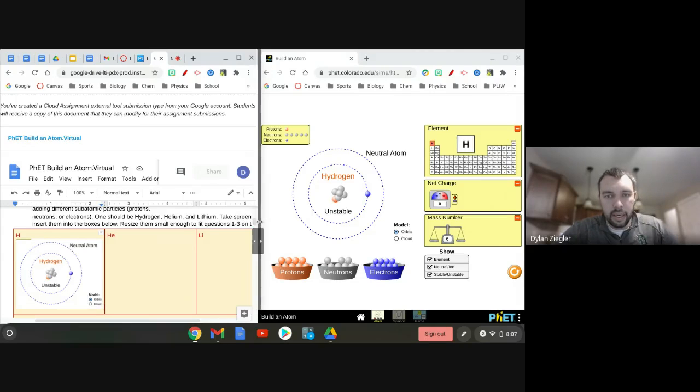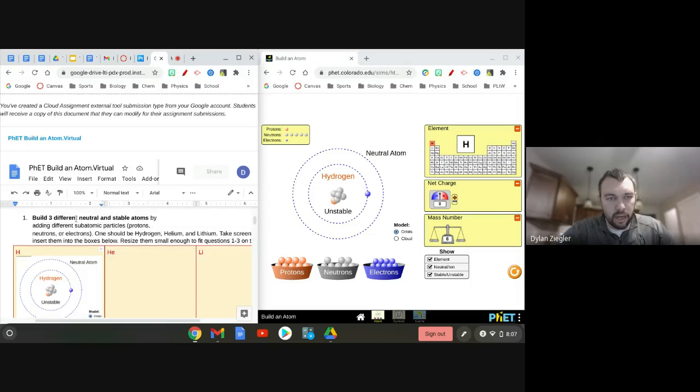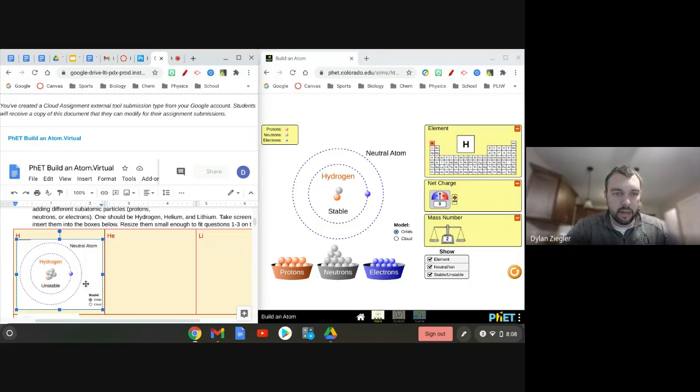All right. Next, I need to make a neutral, right? Everything is neutral, yeah. Oh, I messed up. It said stable atom. I didn't make a stable atom. So let's see. If I add more electrons, oh, that keeps changing the charge. I don't need that. I want it neutral. I know if I change protons, it changes the type. I got to make it stable. So I could do this, or I could do this. I'm going to do this one just because, I don't know, I'm just choosing to.